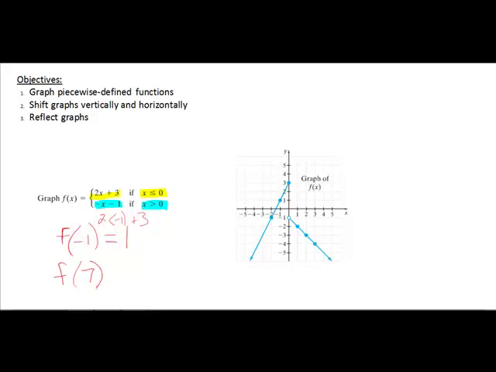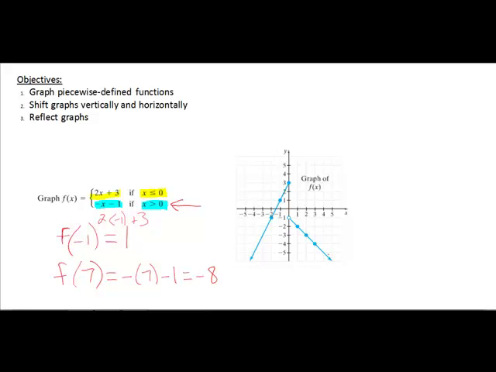Well, if I want to know f of 7, first of all, I have to determine which line I'm going to use. Since 7 is bigger than 0, I'm going to use the one I've highlighted in blue. So I'm going to go to negative x minus 1, and that would be negative 7 minus 1. I'm just replacing x with 7, and so I get negative 8.